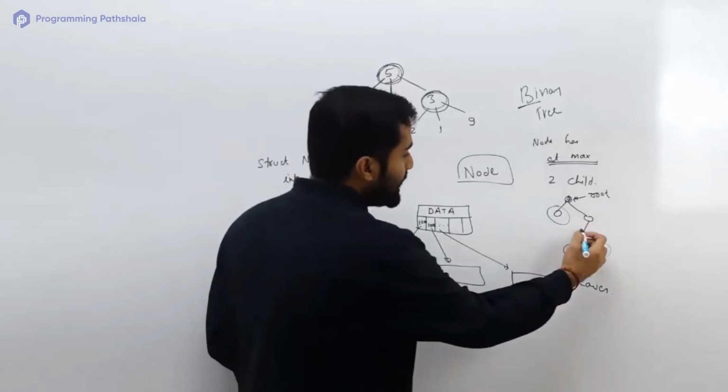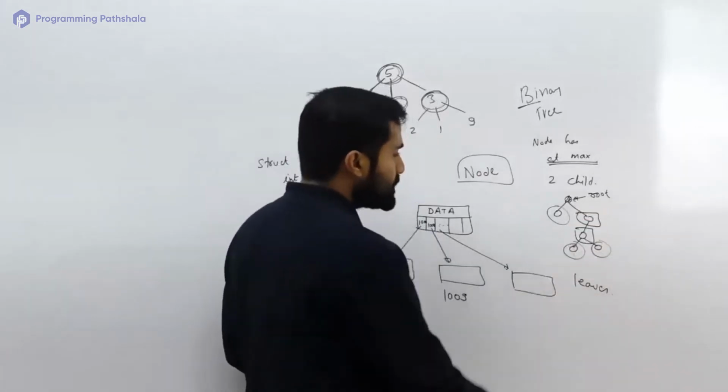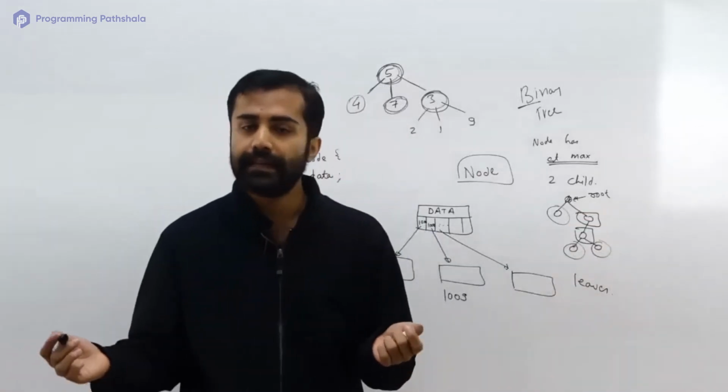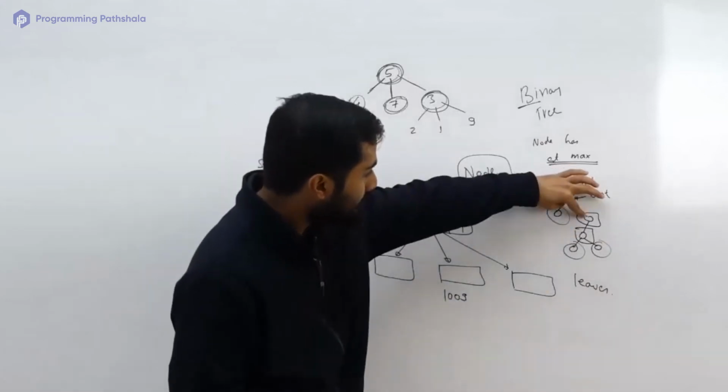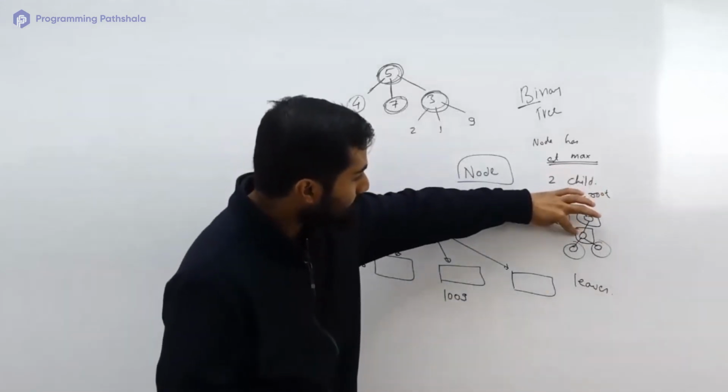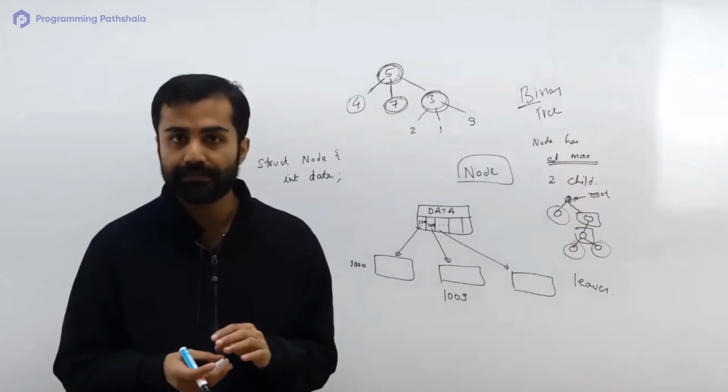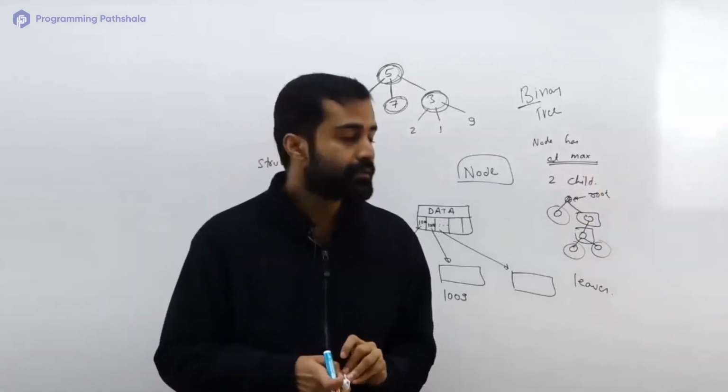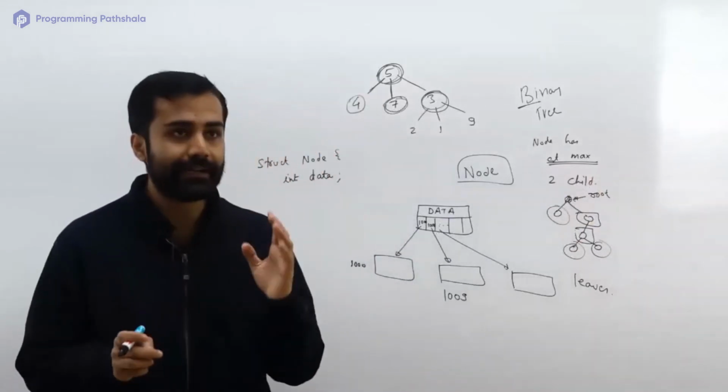And then these are your intermediate nodes. Your intermediate nodes can have one child, like this one has only one child, and sometimes they can have two children also. That's totally up to them. So these are the broad categories.